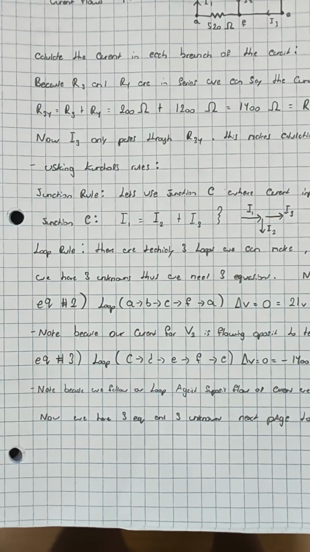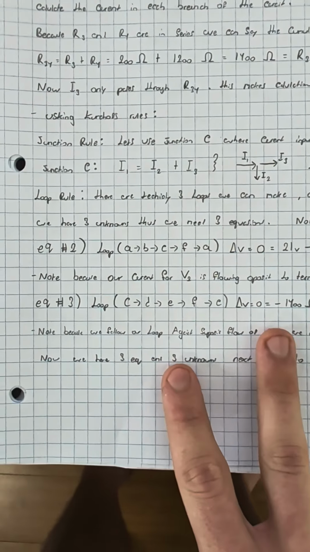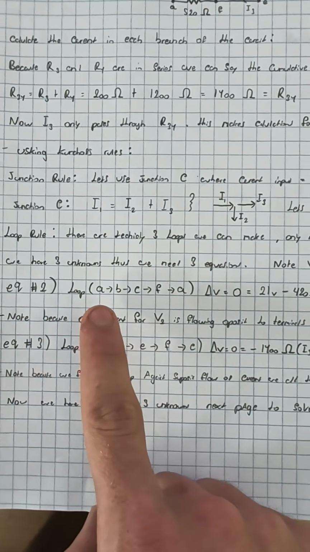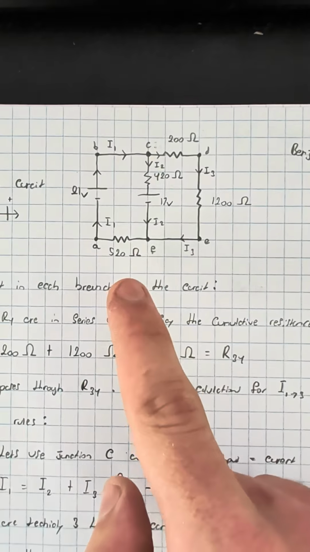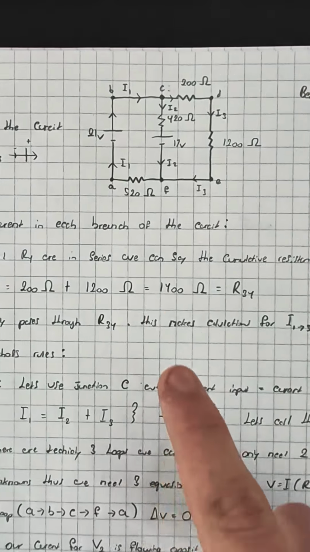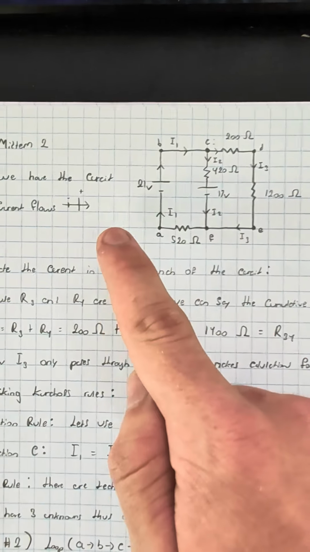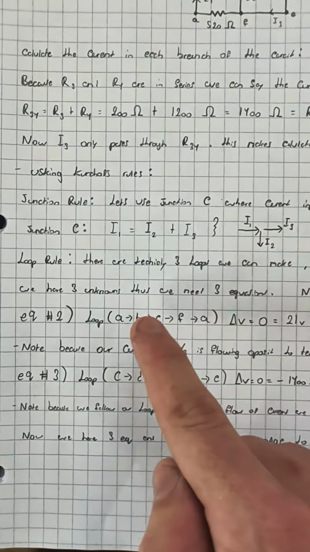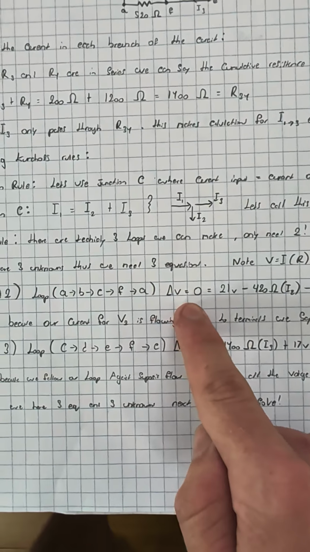Then I'm going to be using the loop rules, because we need two other equations since we have three unknowns, I1, I2, and I3. For our second equation, I'm going to be using this loop, which is going to go A, B, C, F, and then back to A. When we do that, our current is going to be starting off at A, and going in the direction from negative to positive here, it's going to be a positive voltage to our delta V, which, because of the loop rule, is always equal to 0.